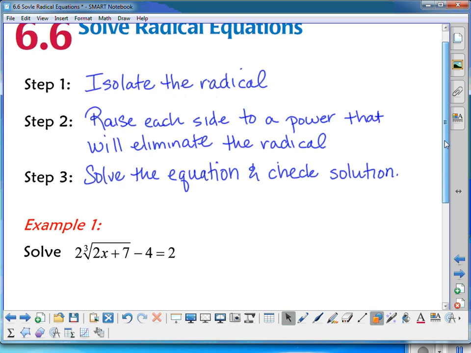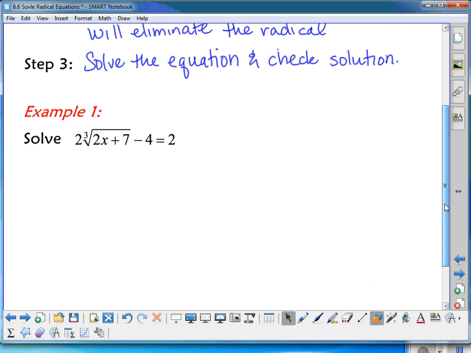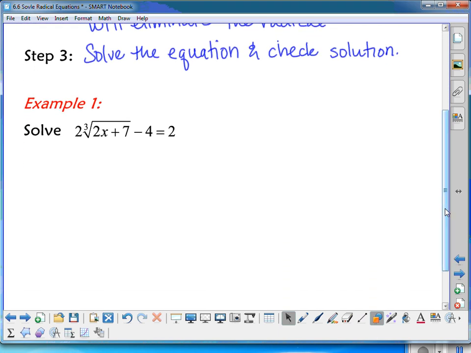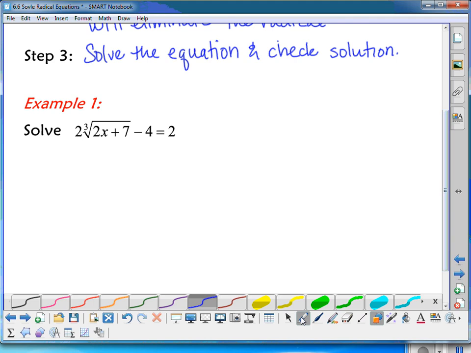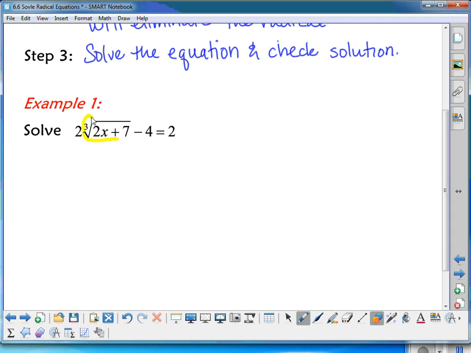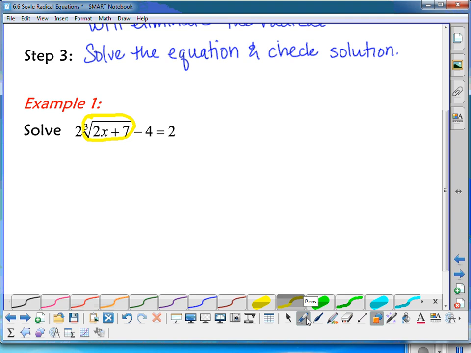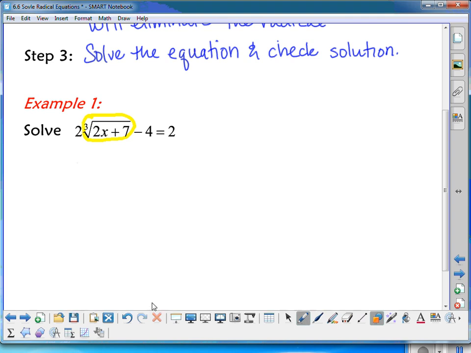Okay, so let's take a look at example 1. We've got 2 times the cube root of 2x plus 7 minus 4 equals 2. So I need to isolate this radical expression right here. The first thing I'm going to do is add 4 to both sides. And if I do that, I'm left with 2 times the cube root of 2x plus 7 is equal to 6.